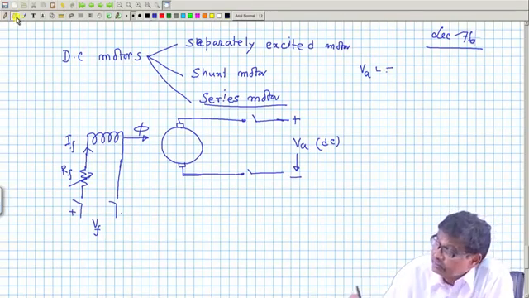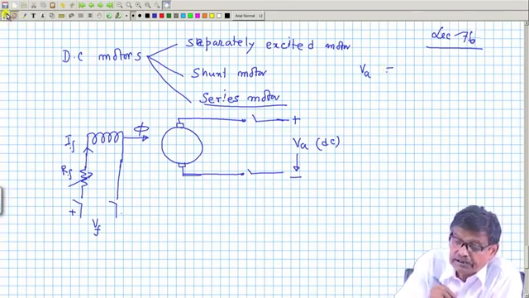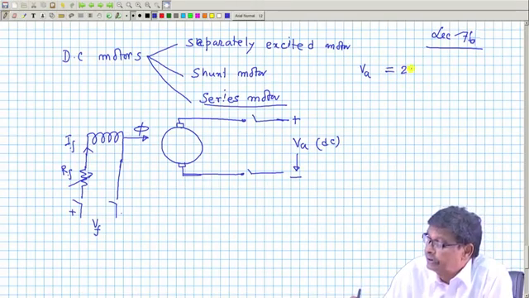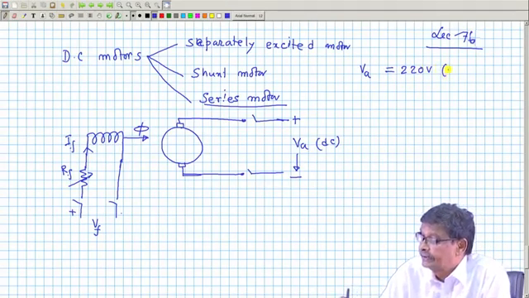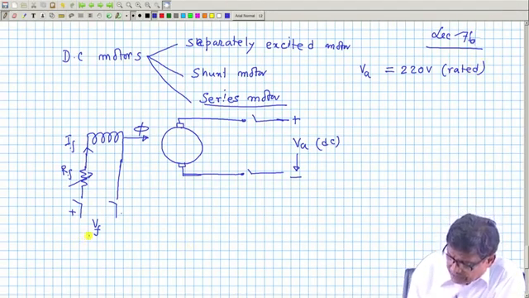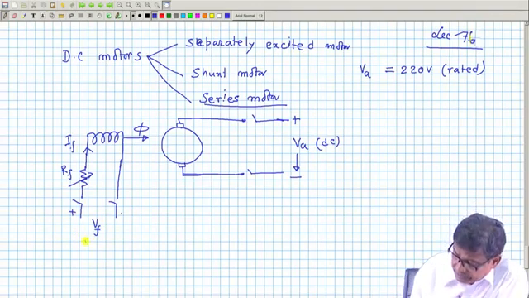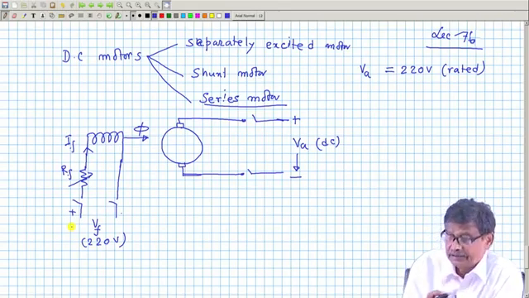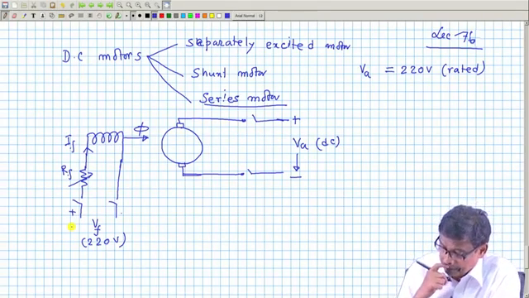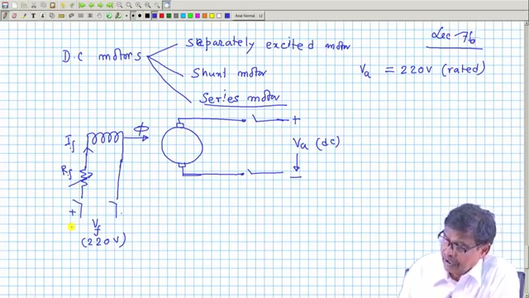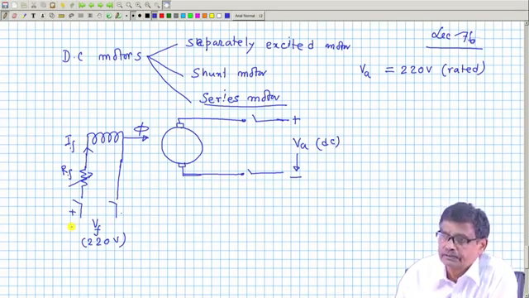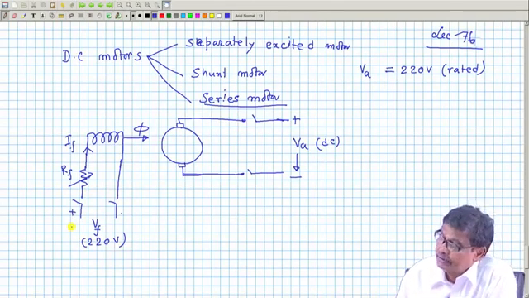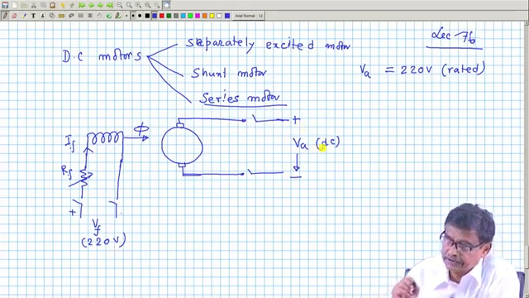Armature voltage is suppose 220 volt DC rated. Field circuit rated voltage will also be 220 volt. I have just indicated them as V F and V A, because I may vary them in future, being separately excited, so maybe I will have some control. So apply some 220 volt DC.